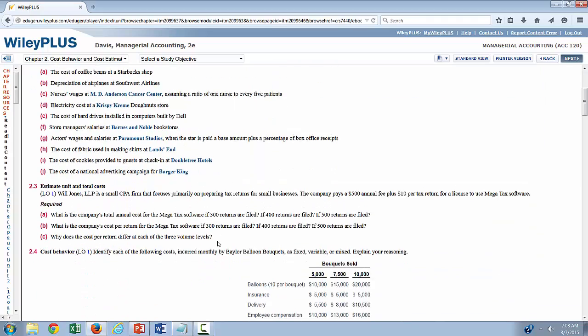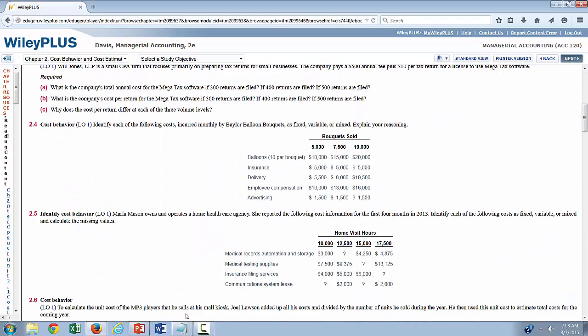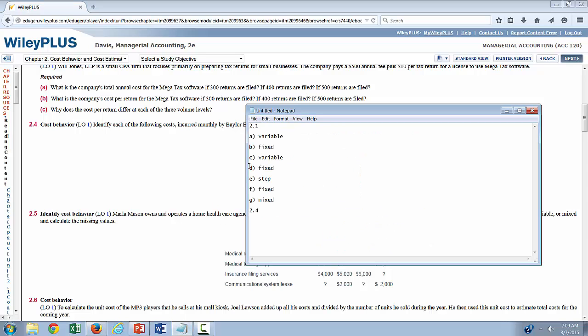Now let's take a look at exercise 2.4. This is a little bit different. Now in exercise 2.4, they give us numbers, and we have to use the numbers to decide whether these costs are fixed, variable, or mixed.